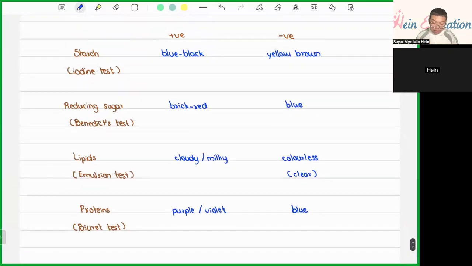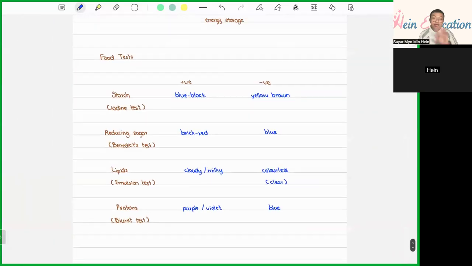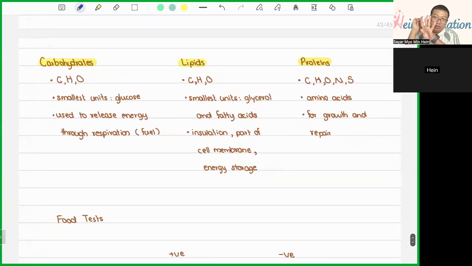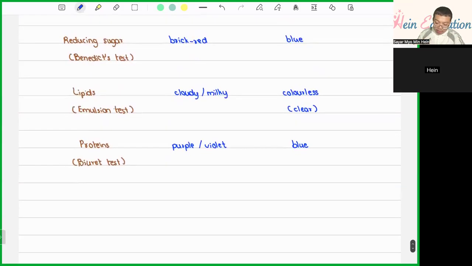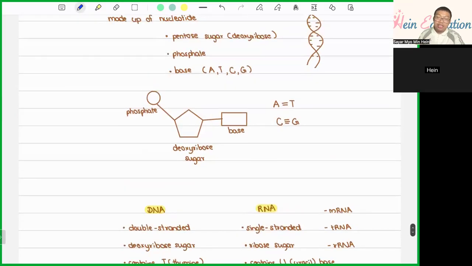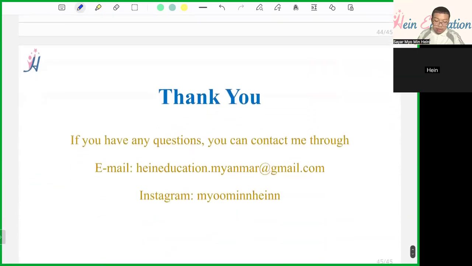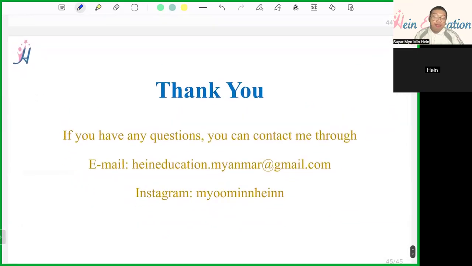So this is the summary of the different food tests that we studied today, along with the biological molecules: carbohydrates, lipids, and proteins. This is just a very brief summary. I hope you learned something new from my video today about biological molecules. And don't forget about nucleic acids as well, because they will be an important part of your protein synthesis lectures. I hope this will be useful for your exam preparation and your study journey through your International GCSE Biology exam.